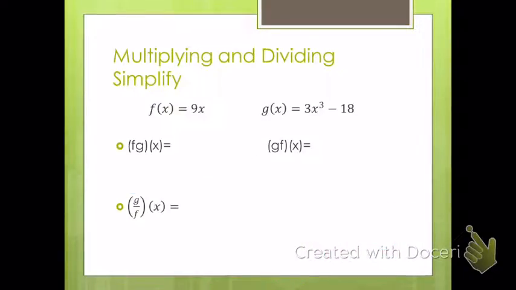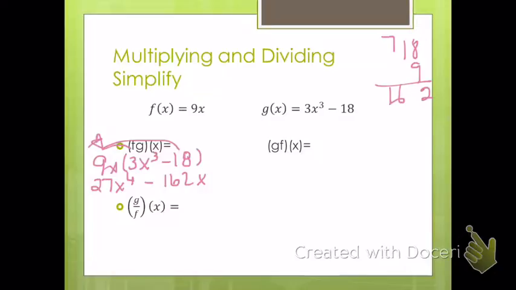Alright, multiplying and dividing. Alright, it kind of looks strange, I know. Let's look at this first one here. F, that says f times g when it's written together. So we'd write down f first, so 9x times all of g of x, 3x cubed minus 18. And so we're going to distribute through the parentheses, so that gives us 27x to the 4th minus 162x.